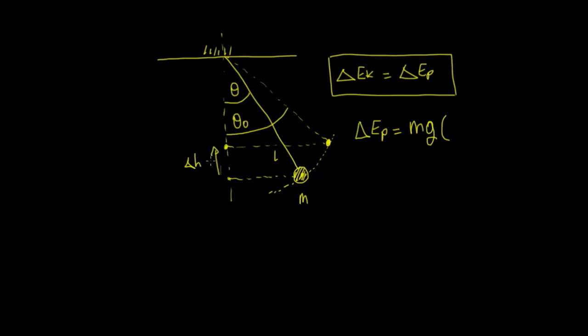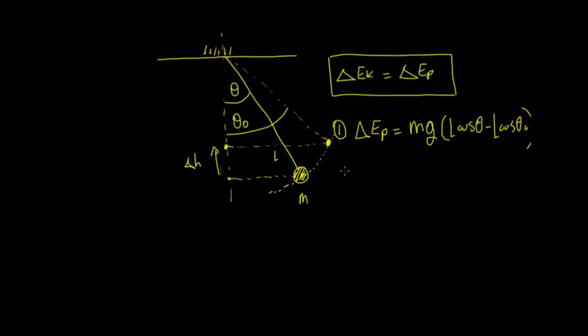You can get that change in height if you take the long distance and then take off the short distance, and you're left with that height. So the long distance is L cos theta, and the short distance is L cos theta naught. Have a look at the diagram and you can convince yourself of that. So that's going to be equation number 1.